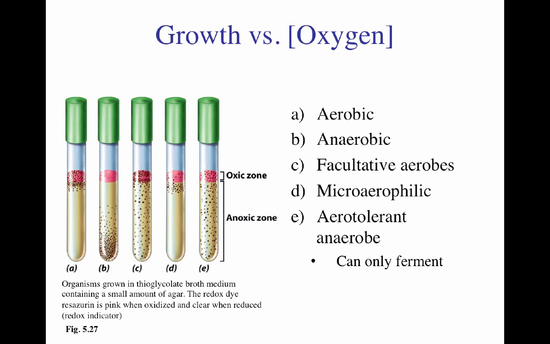You have other bacteria which are called microaerophilic, and the microaerophilic bacteria need oxygen, but not at very high concentrations. And last, you have the aerotolerant anaerobes. Those are bacteria that oxygen doesn't damage, but the bacteria only has the capacity to ferment, and therefore cannot respire. And those are the ones shown in E.